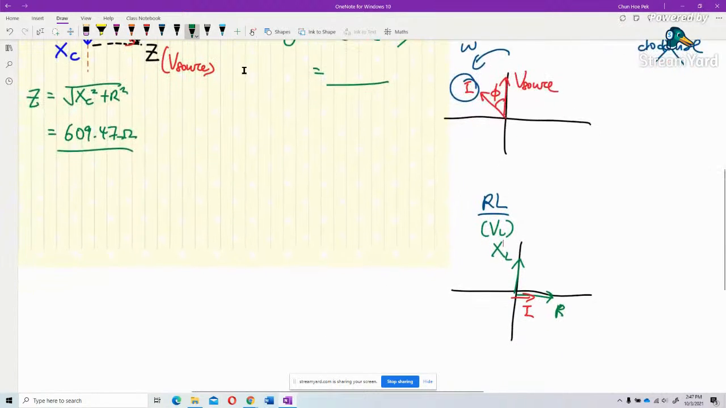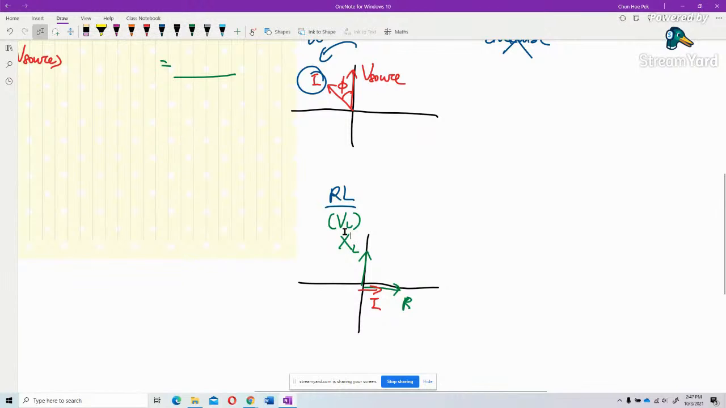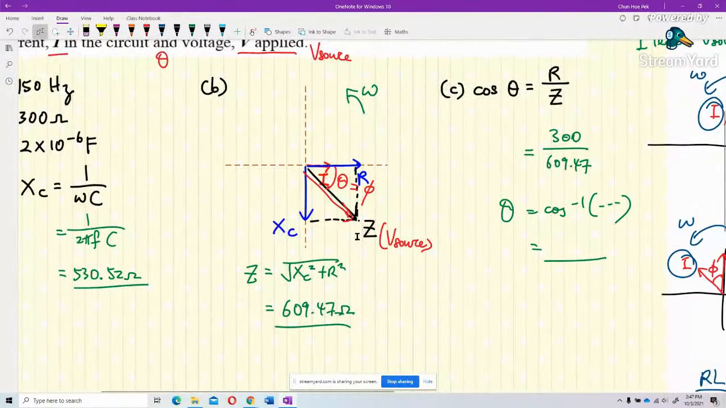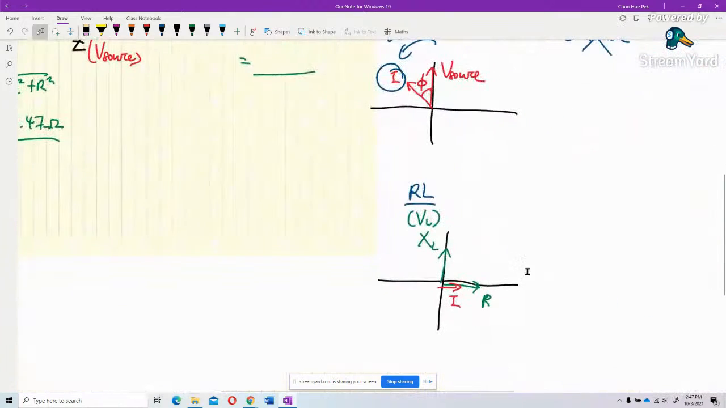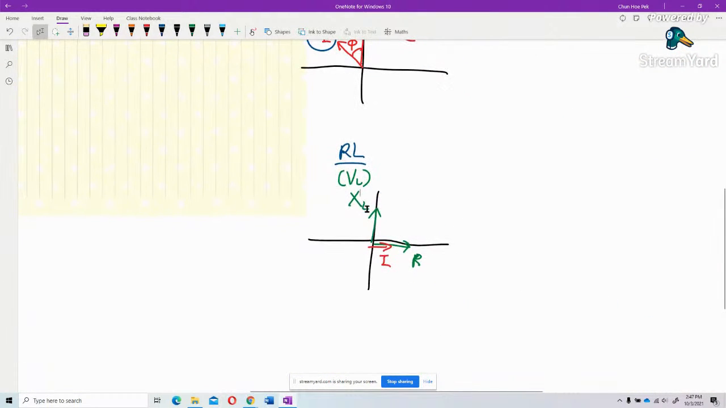Just now I also thought the resistor is just like the voltage. I can say the resistor is like the voltage, just like the impedance is like the V source. Voltage and resistor together. So this is like VL. We know that for an inductor, voltage leads current. That's why XL is at the top, because voltage leads current.